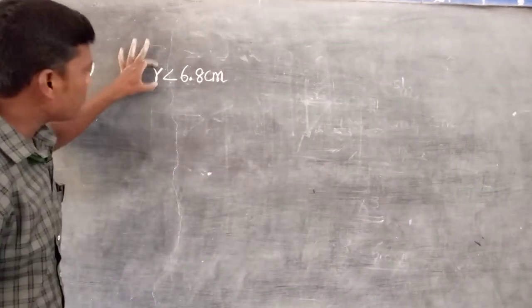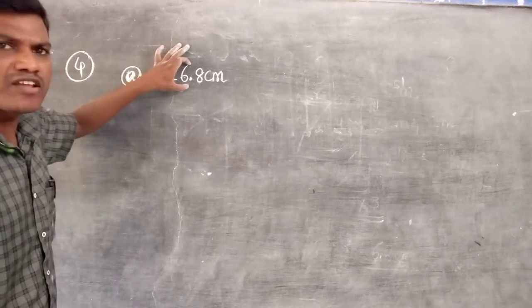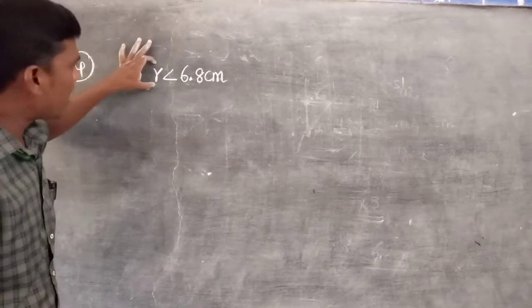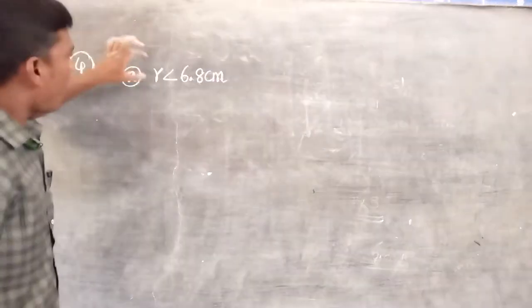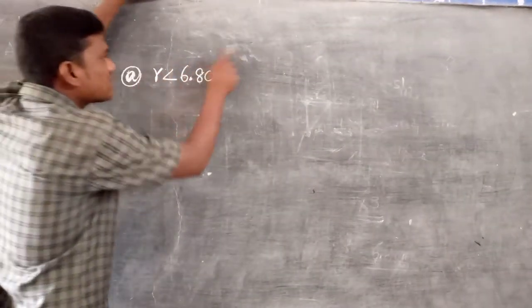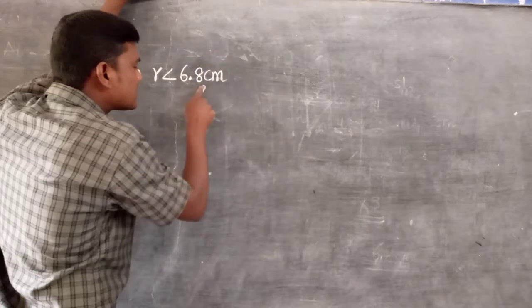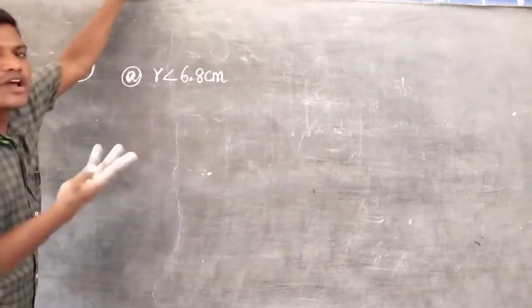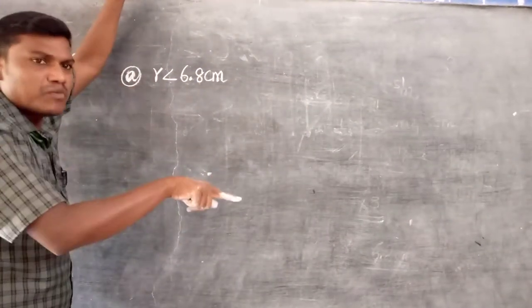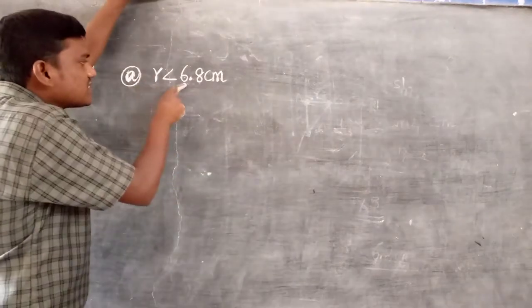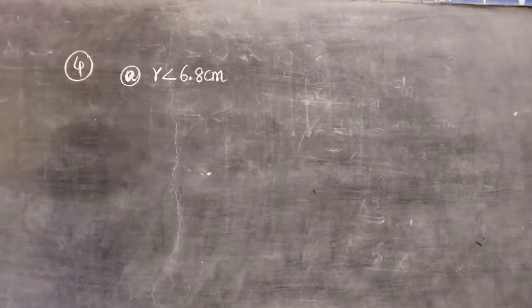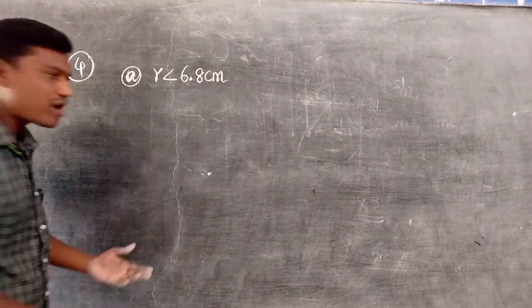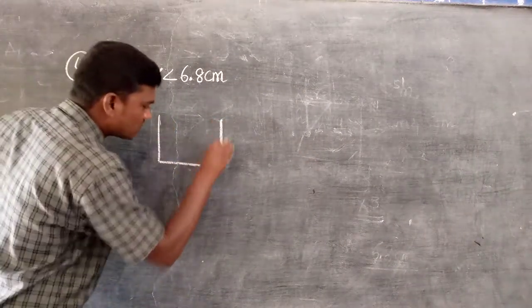When the R value is equal to 6.8, we are not able to see. If the R value is more than 6.8 also, we are not able to see. But when R, the radius of the disc, is less than 6.8, what will happen? You are able to see. When the radius of the disc is 6.8 or more than 6.8, we are not able to see, but less than 6.8, we are able to see. So what will happen?